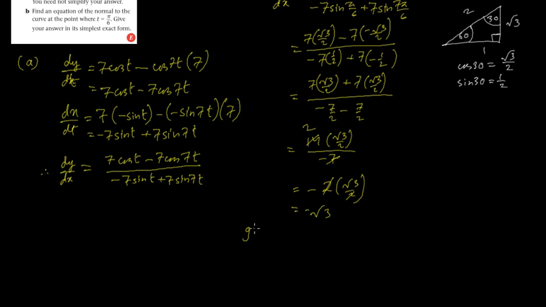So the gradient of the normal would be, remember, the gradient of the normal is a negative reciprocal, so minus 1 by minus root 3, so it would be 1 by square root of 3. Now we need to find the point. So at t equals pi by 6.